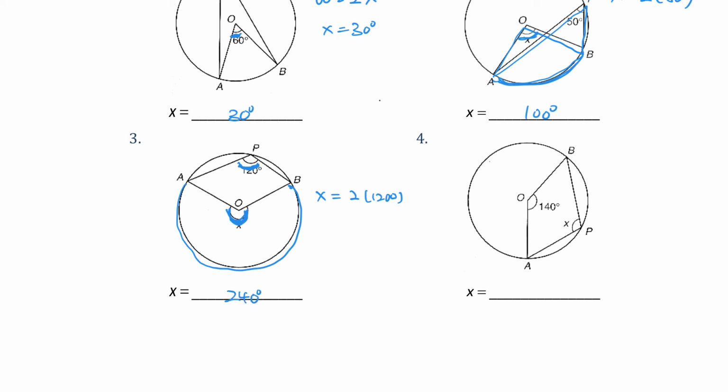So the last question, x is the angle at circumference. Remember, it's subtended by the major arc AB. But this 140 is subtended by the minor arc AB. So you need to find this angle. This is equal to 360 minus 140, so 220. So angle at center is twice angle at circumference. So x is equal to 110.